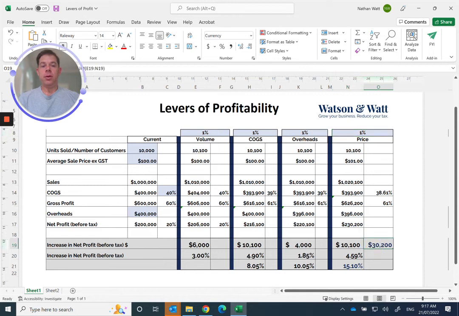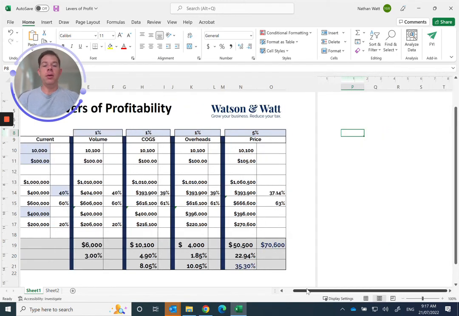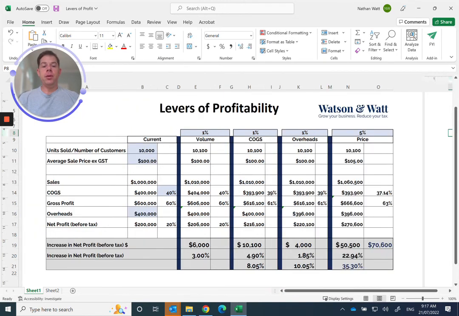We've increased our profit by $30,200, which is a 15% increase in your profit. An extra 30 grand before tax by changing each of these levers by just 1%. Now you might say, well, I can do better than that. I'm going to increase my prices by 5% because inflation's out of control. You go, okay, all good. $70,000 more profit by changing. We increase the volume sold by 1%, decrease our cost of goods sold by 1%, overheads by 1%, but we put our price up. That's amazing.